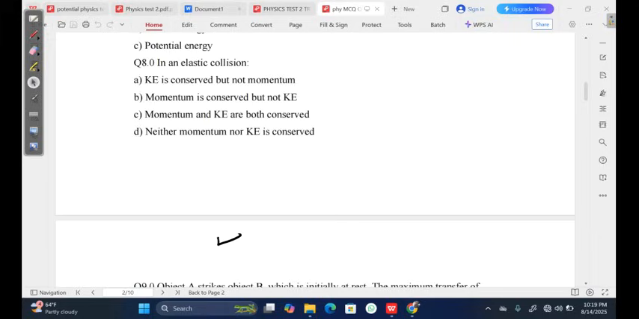So if I go back here, I can clearly see that in an elastic collision, kinetic energy and momentum both should be conserved. So C is the correct answer.